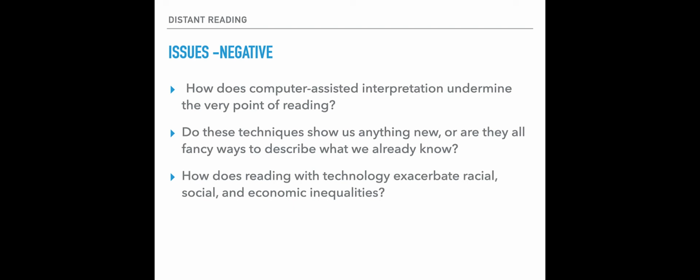Now, I'm giving you positive things. There's also negative, right? And this is the debate that's happening in literary studies right now. How does computer-assisted interpretation undermine the very point of reading? Are we oversimplifying reading to make it easier for computers to show us? We're turning words into numbers, and is that the right thing to do? Do these techniques show us anything new, or are they just fancy ways to describe what we already know?